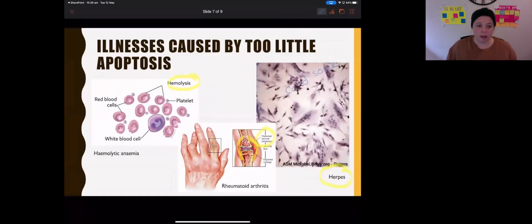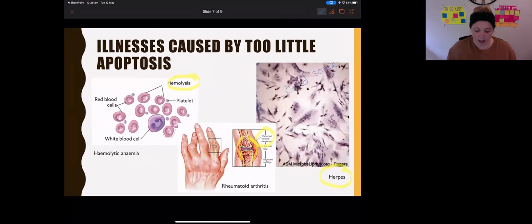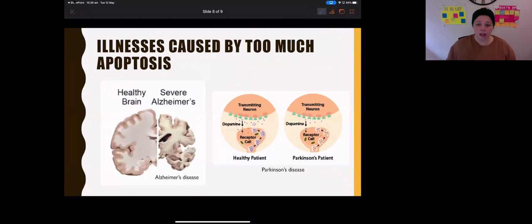Here we go. So we've got this lovely illness caused by too little apoptosis. Now, so herpes, these are your cold sores, is what I wrote here. So there are also some illnesses caused by too much apoptosis. This is a really interesting picture of looking at a healthy brain on the left here and looking at a brain with Alzheimer's disease. So Alzheimer's disease is a disease of memory.